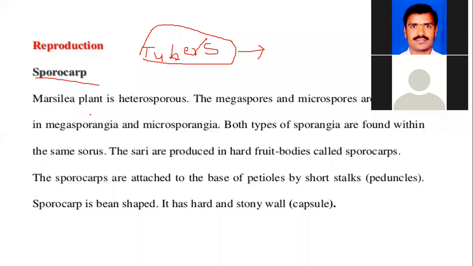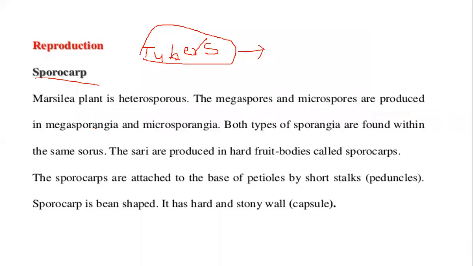Now, when we go for the sporocarp, what is this sporocarp? This is a fruiting body-like structure, or a bag-like or sac-like structure, which develops the sporangia. So very, very important.